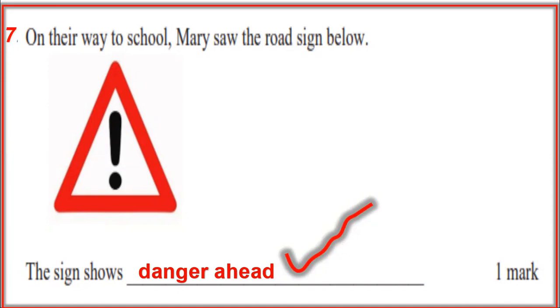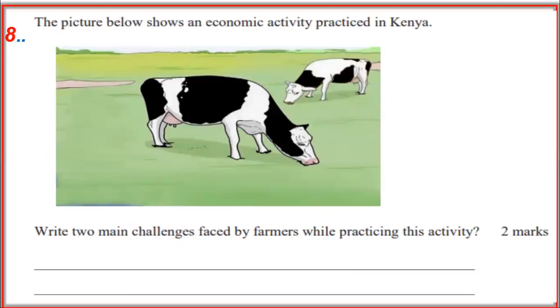Number 8. The picture below shows an economic activity that is practiced in Kenya. Write 2 main challenges faced by farmers while practicing this activity.